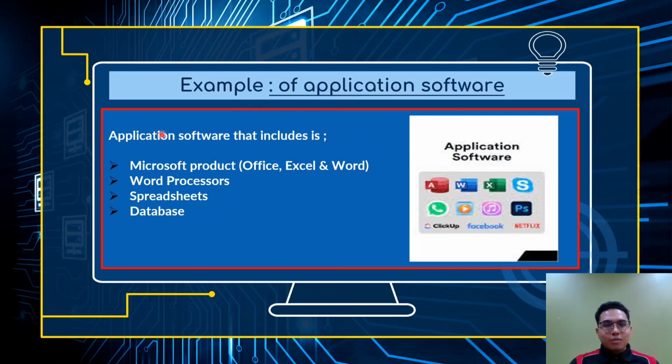Example of application software. We know the Microsoft products like Office, Word, Excel, or PowerPoint. They also include application software to do our assignment: word processor, spreadsheet, database. This is the application software inside the picture.